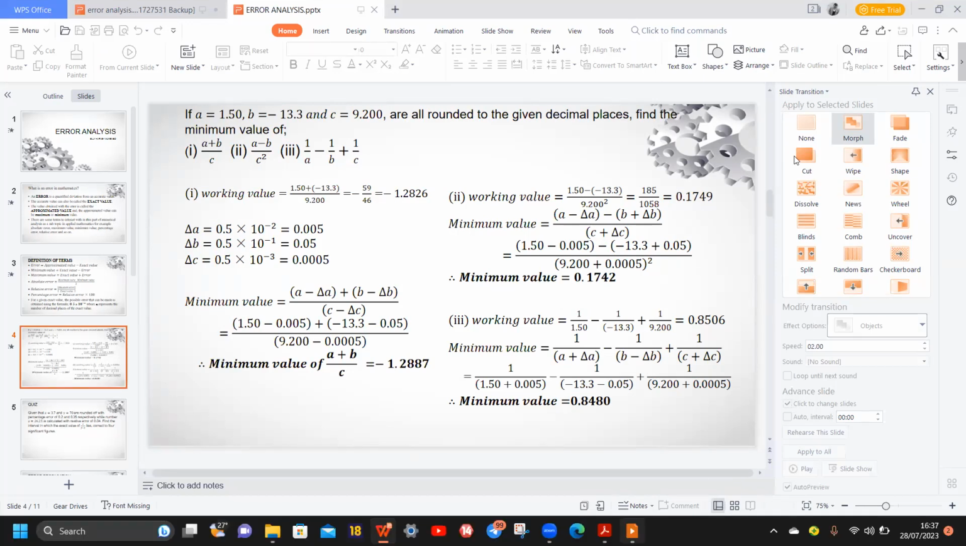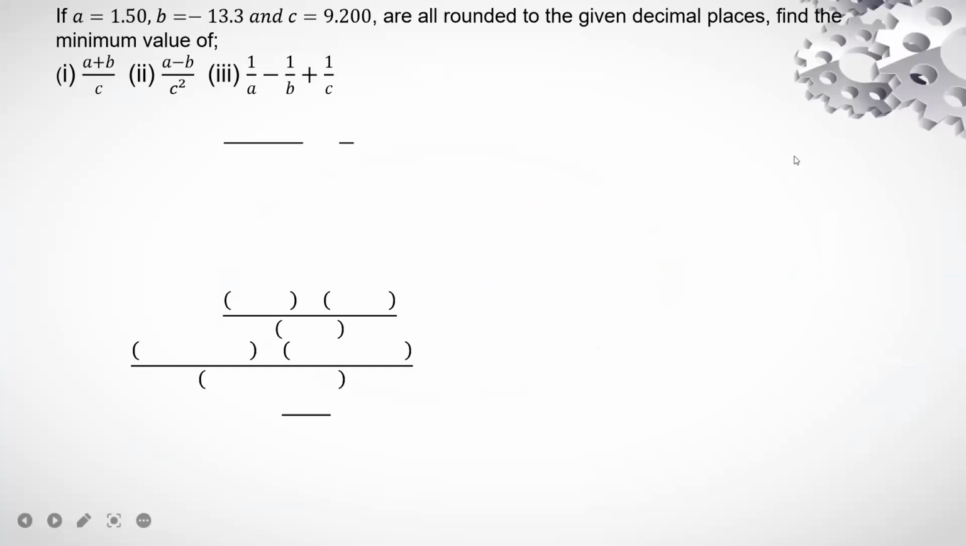The question says, if A is 1.50, B is negative 13.3, and C is 9.200, and they are all rounded to the given decimal places, find the minimum value of Roman 1, A plus B over C, Roman 2, A minus B over C squared, and Roman 3, 1 over A minus 1 over B plus 1 over C. What I want you to notice here is A, B, and C are given as exact values. They say they were rounded to the given decimal places. So you're now going to have to find the error bound.